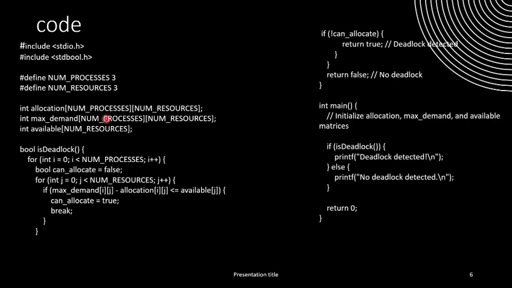Max demand also contains the one index, num process and num resources, and available contains one index, num resources. So there are three array type data used: one is allocation, second is max demand, third is available. In allocation, num process is at the zero index and num resources at the first index. Similarly, in max demand, the zero index is num process and the first index is num resources, and in available it is num resources.